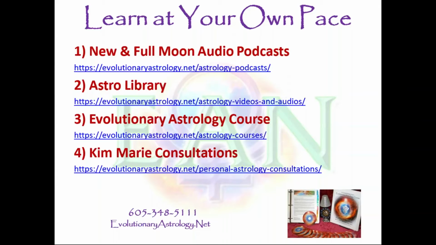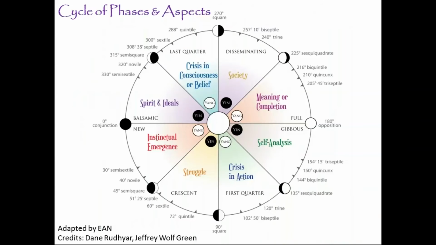Here is the screen for the cycle of phases and aspects as it was developed by Dane Rudhyar in his book, The Lunation Cycle. He did this in regards to the sun and moon. Jeffrey Wolf Green's teachings took it a step further. And most of us with EA now look at the cycle of phases and aspects between any two planets or between any planet and a point in space.